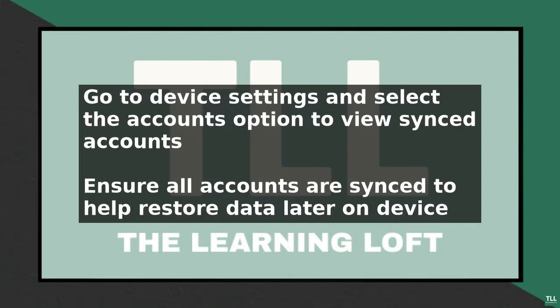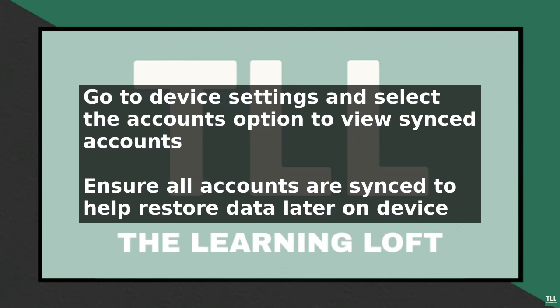Backing up your Android device before a factory reset is crucial to prevent data loss. This guide will walk you through the process step by step. First, go to your device settings and select the Accounts option. Here, you will see a list of all accounts synced with your device, including Google, Facebook, and others. Ensure that all accounts are synced, as this will help restore your data later.